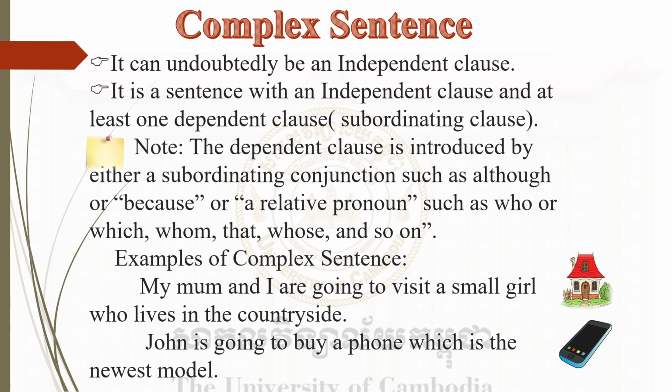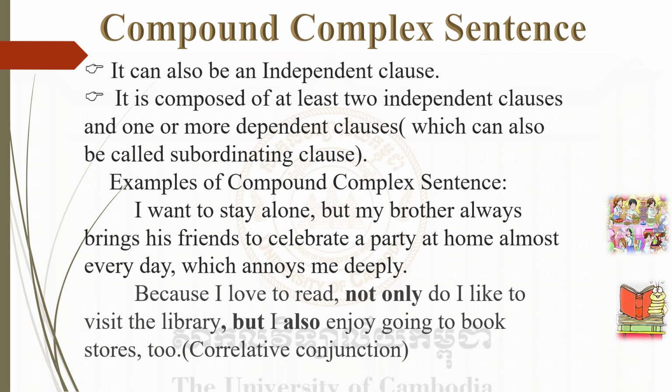John is going to buy a phone, which is the newest model. John is going to buy a phone is an independent clause, which is the newest model is a dependent clause. So when it is used together, it is called a complex sentence. Now move to compound complex sentence. A compound complex sentence can also be an independent clause. It is composed of at least two independent clauses and one or more dependent clauses, which can also be called subordinating clauses. So now look at the examples.